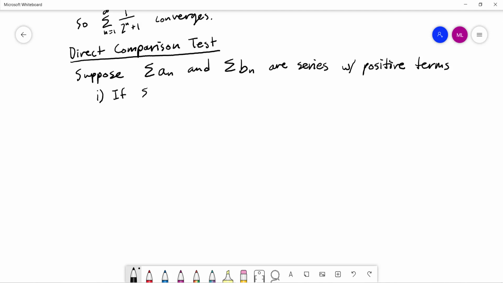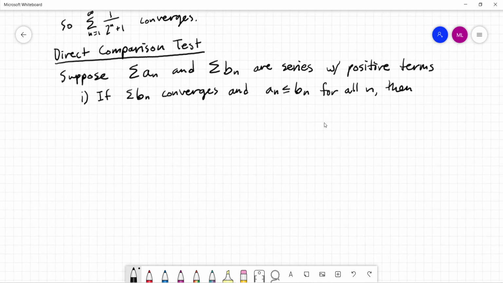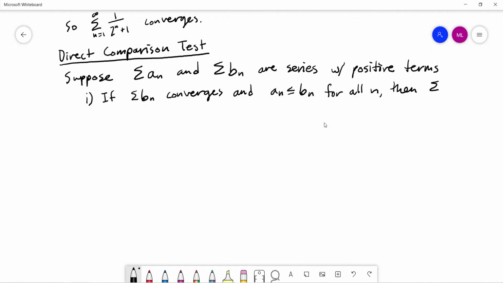If we have that the sum of the b sub n's converges, so let's say basically we don't know the behavior of the a sub n series, but we do know the behavior of the b sub n series, and that b sub n series converges, and a sub n is less than or equal to b sub n for all n, then the sum of all the a sub n's must also converge.